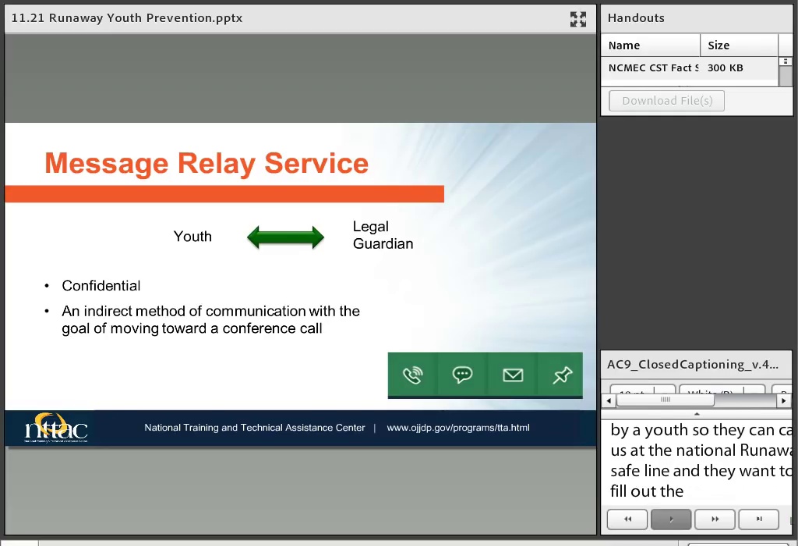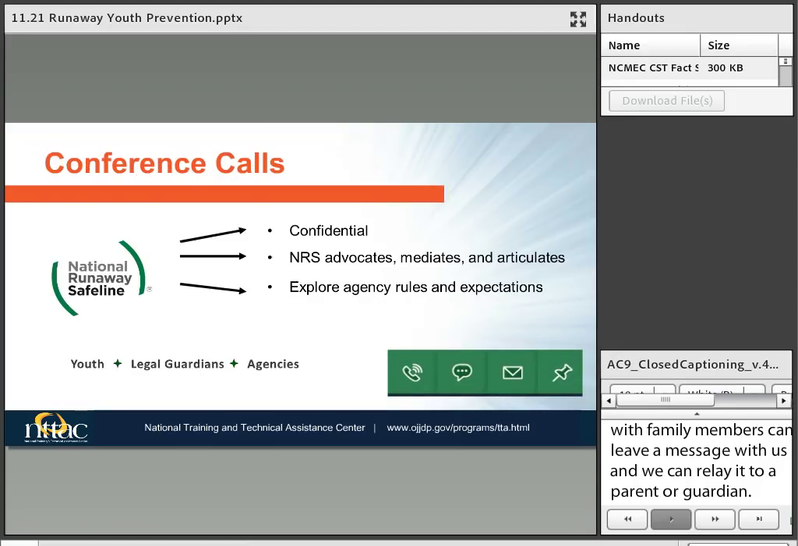We work with the youth to make sure it's a message that will help open the door for further communication. We can then relay a message back from a parent or guardian if they choose to do so, but the youth has to call us back or reach us via email or online in order to receive that. What we find is that this is a really early way to make connections for youth back to their family.